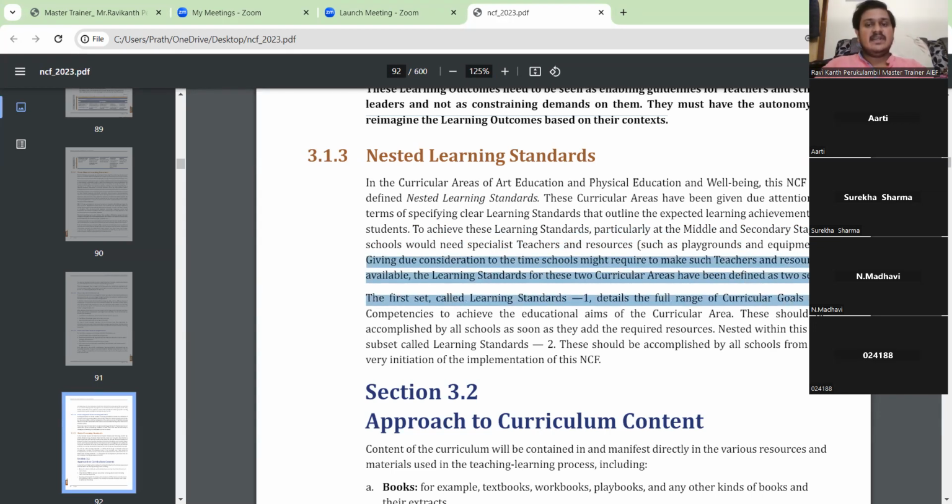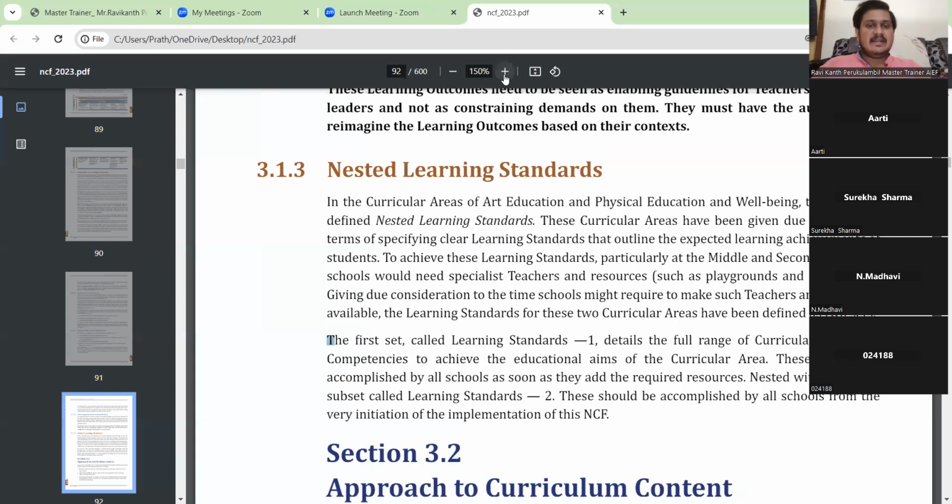The learning standards for these two curricular areas have been defined as two sets. So there are two sets of learning standards that are to be achieved, and there is a time for teachers and schools to get ready with these teachers and necessary equipments. The first set, called Learning Standards 1, details the full range of curricular goals and competencies to achieve the educational aim of the curricular area. So, two sets we are talking about.